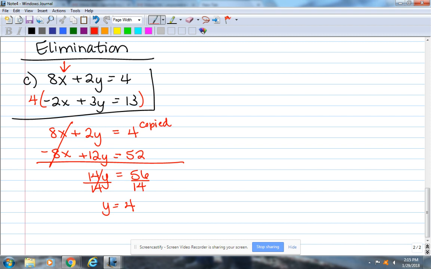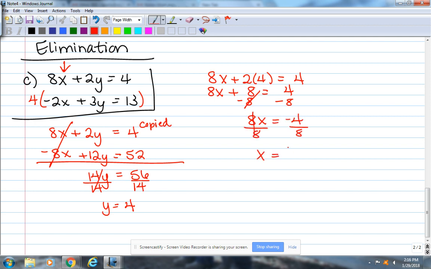We know y equals 4. We can substitute it and just put it in the top equation and solve it for x. So 8x plus 2 times 4 equals 4. So 8x plus 8 equals 4. Subtract 8. 8x equals negative 4. Divide by 8. x equals negative 1/2. So my ordered pair is negative 1/2, comma 4. And it's okay if you get fractions, just simplify.